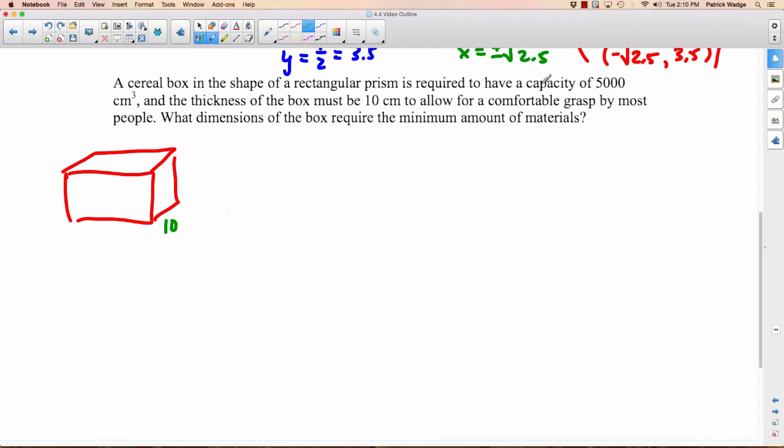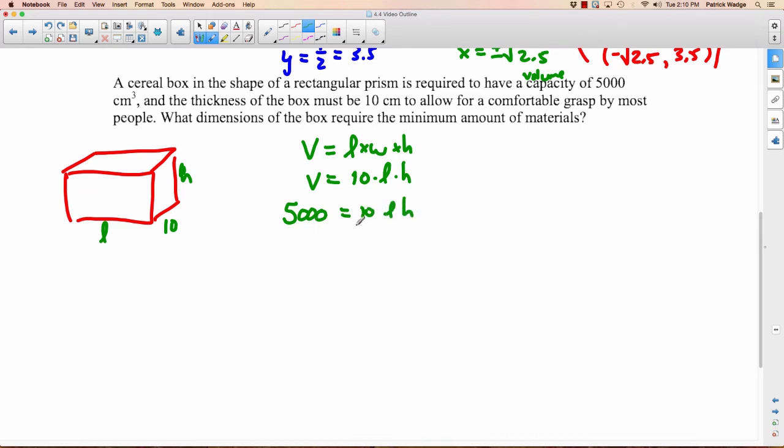And it talks about capacity. Capacity is the same as volume. So in order to get the volume of this thing, we need to know the length of this. So I'll put L, we don't know the length, and we need to know the height. We know the width. The width is 10. So these are our two dimensions. And of course, volume equals length times width times height, so we have 10 times length times height. And we know the volume is 5,000. So if 5,000 equals 10 times length times height, divide by 10, you get 500 equals length times height.